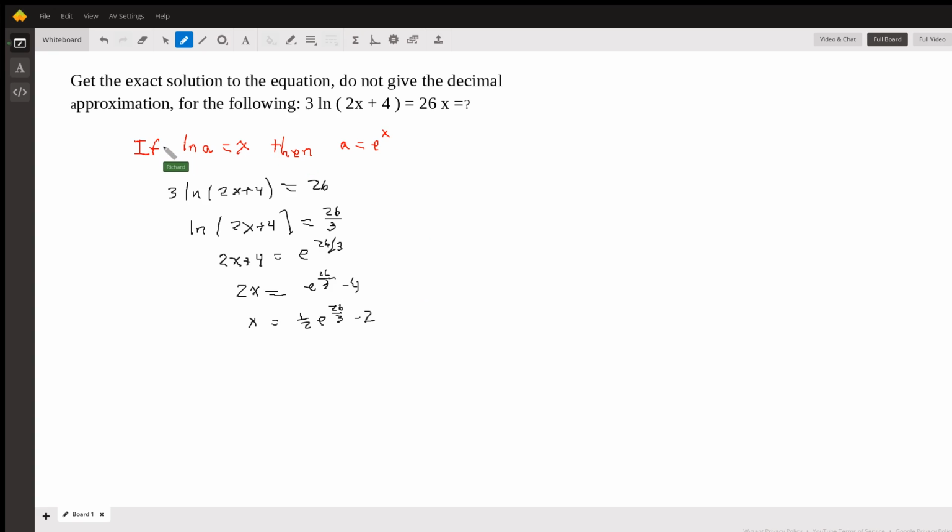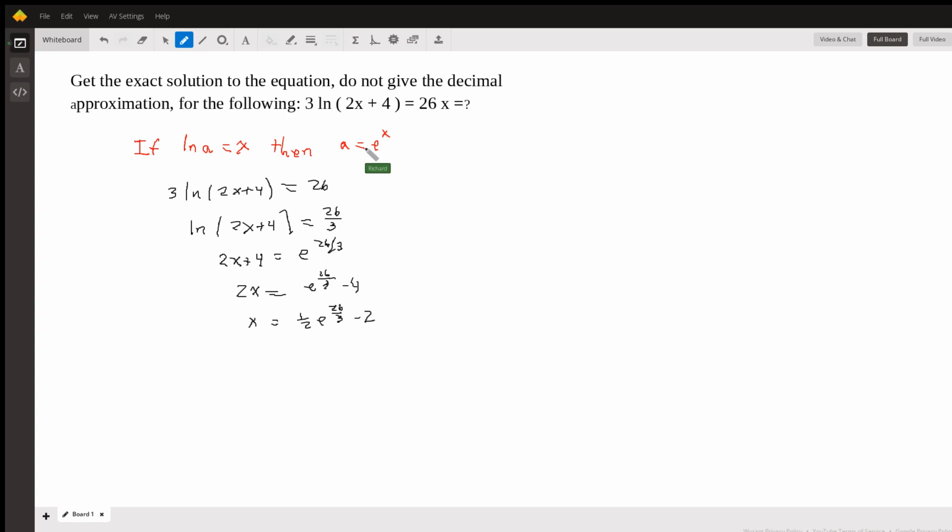Now this rule in red is a part of a general rule that you have to remember about logs. This is called the logarithmic form of an equation, and this is called the exponential form of an equation. And these two equations are equivalent. They are equivalent, and you need to be able to move back and forth.